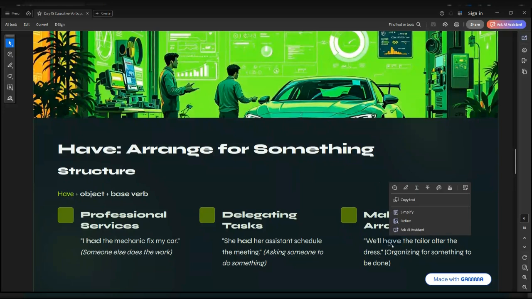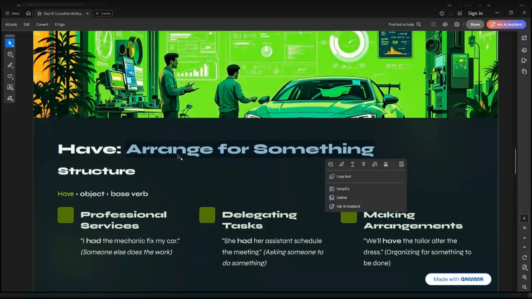So here have means arrangement. I will be arranging a tailor to do something. So I will use we will have the tailor after the dress. Another example can be we will have another admin for the session. For example, today Shraddha ma'am is not here. So Shraddha ma'am can say we will have Harsh, or we will have another admin for the session. So she will be arranging another admin, right? So here we use have.